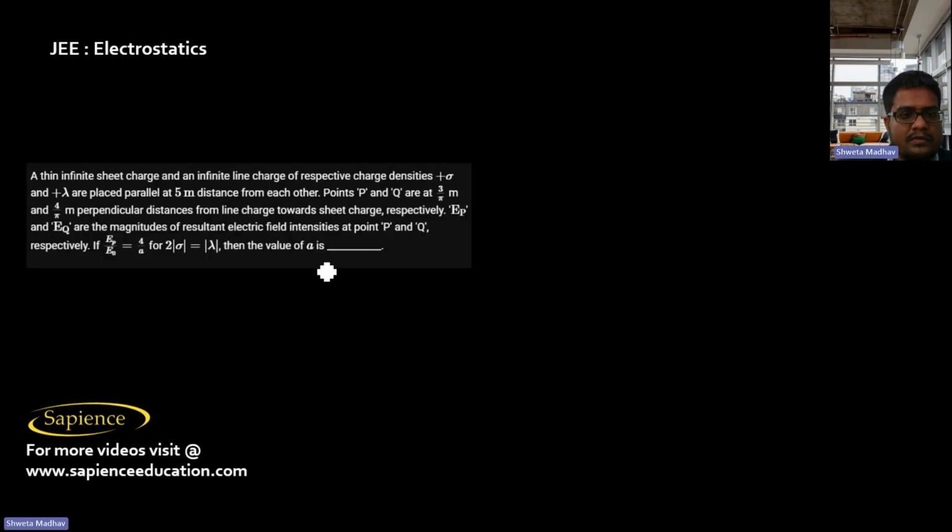And here it is told a thin infinite sheet charge and an infinite line charge of respective charge densities plus sigma and plus lambda are placed parallel at 5 meter distance from each other. Points P and Q are at 3 by pi meter and 4 by pi meter perpendicular distances from the line charge towards the sheet charge respectively.